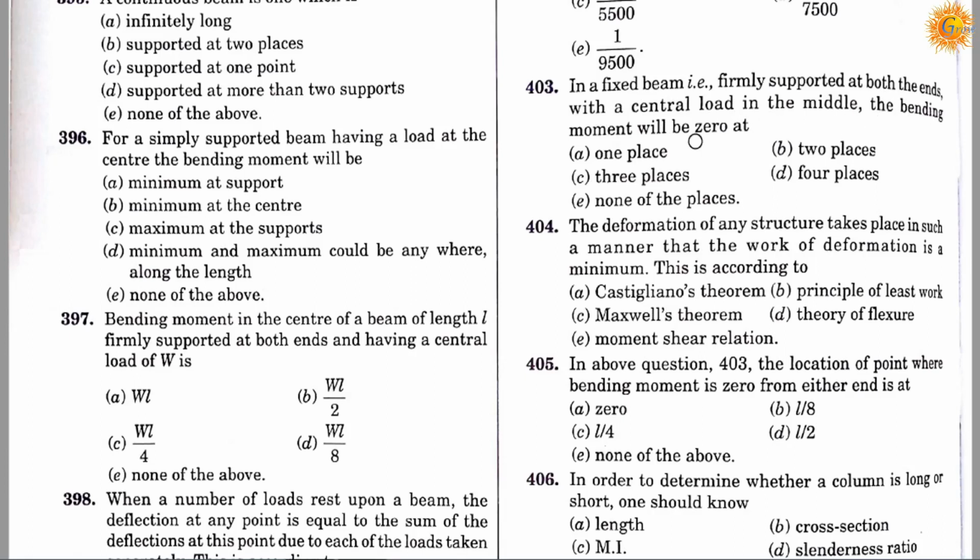Question number 403. In a fixed beam that is firmly supported at both ends with a central load in the middle, the bending moment will be 0 at: option A, 1 place; option B, 2 places; option C, 3 places; option D, 4 places; option E, none of the places. The correct answer is B, it will be 2 places.